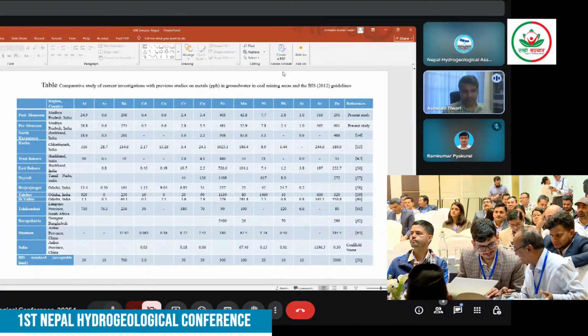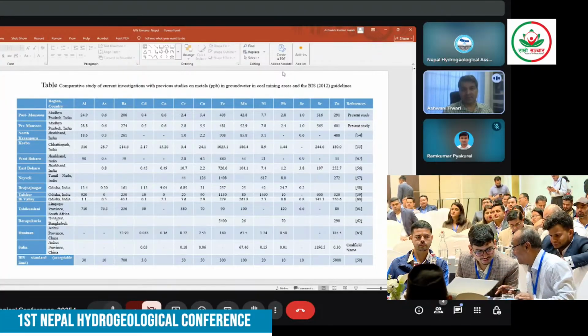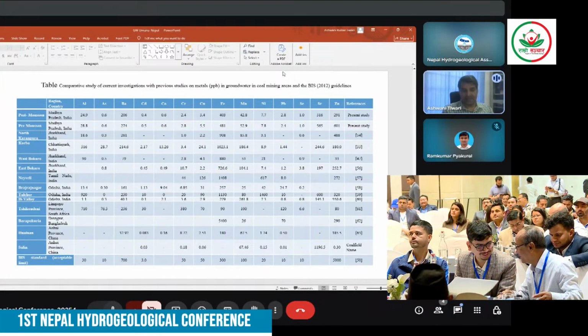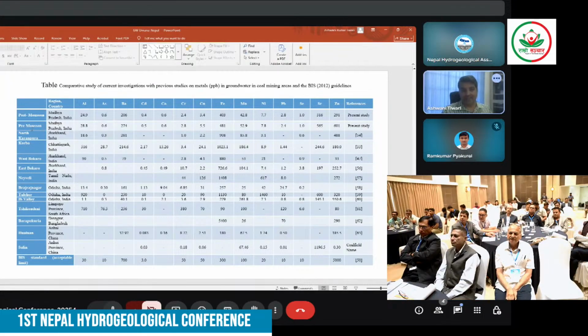And here is the comparative study of the metals as well. If you see here, the metals are compared with Africa, Bangladesh, China, as well as India. And luckily, in the present study area, iron and magnesium averages are very low as compared to other mines in India as well as outside of India, which indicates this water could easily be treated for different purposes.